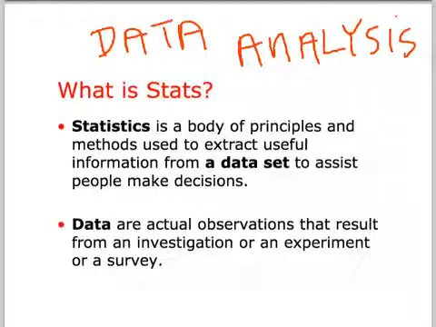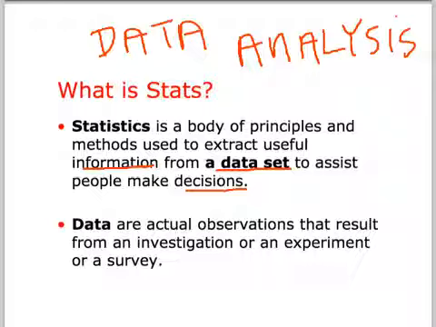Let me highlight some of the keywords here. You have your data set, but what we are trying to do, we try to extract useful information from that data set so that we can use the information in helping us in making decisions. So statistics is the process that we do to convert data into information so that the information can be useful for decision making. Data are actual observations that you get from your investigation, your experiment, or your survey.